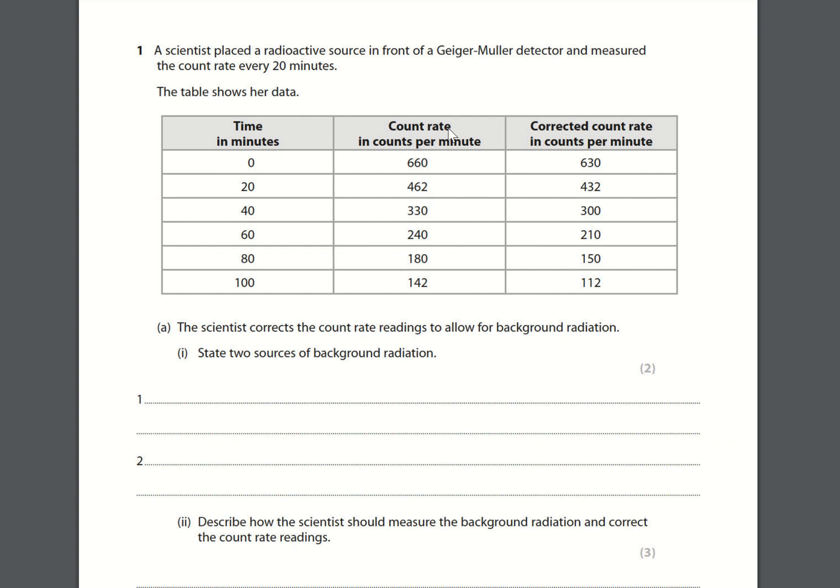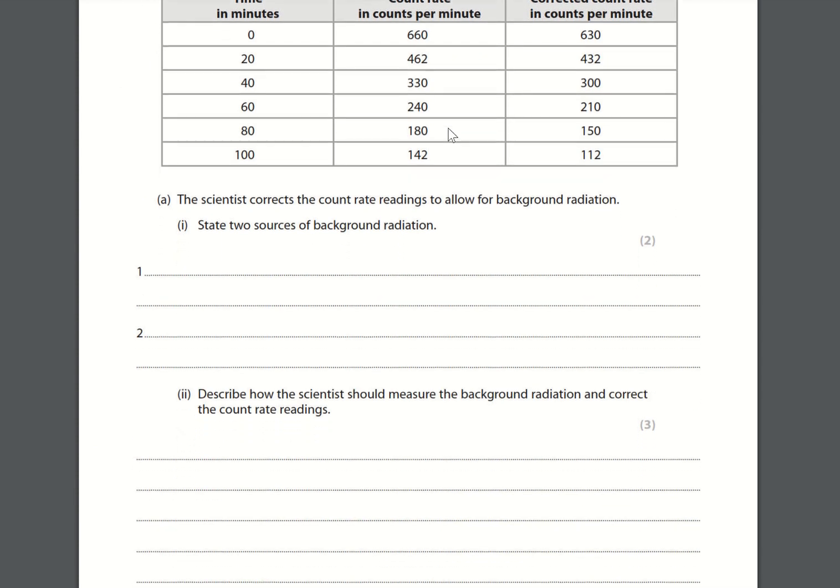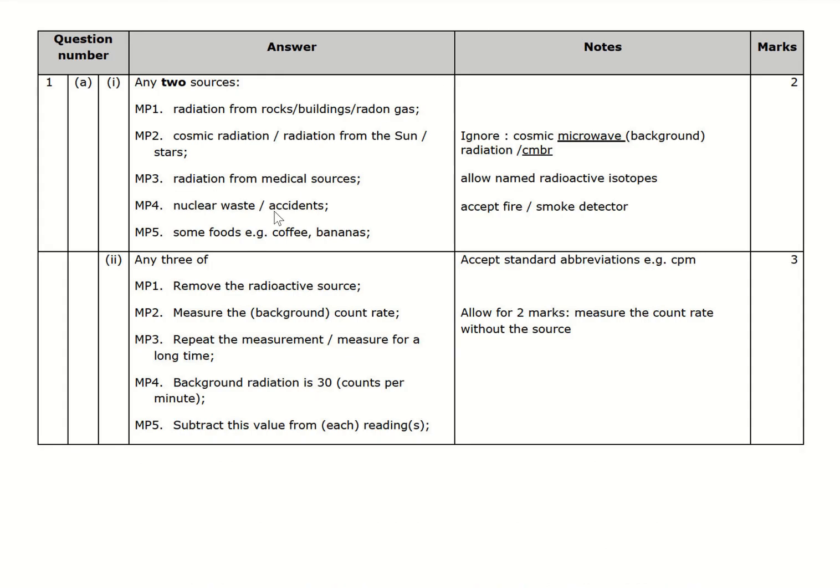Describe how the scientists could measure background radiation and correct the count rate readings. The scientists could remove the radioactive source, measure the background count rate, repeat the measurement, and measure for a long time. If the background radiation is 30 counts per minute, subtract this value from each reading. So the reading from the source minus the background count rate, background radiation.